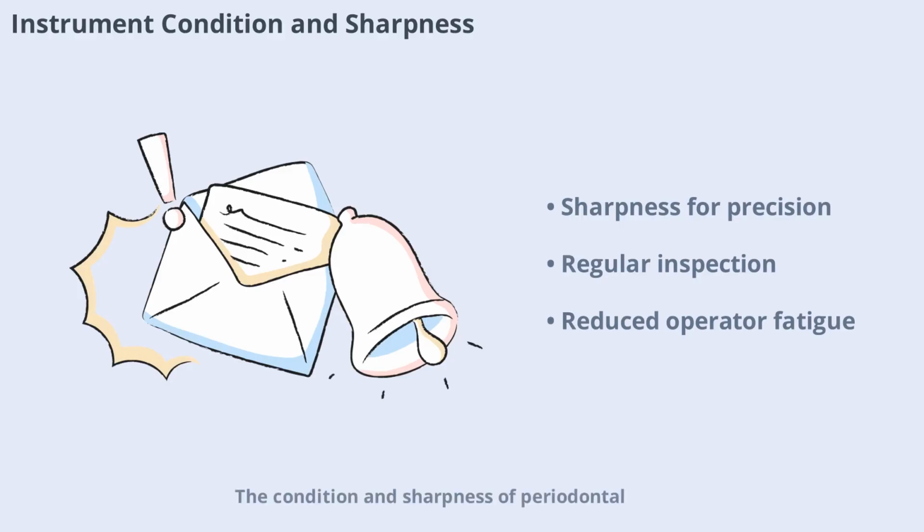The condition and sharpness of periodontal instruments are vital for effective treatment. Dull instruments can compromise precision and increase the risk of tissue trauma. Regular inspection and sharpening ensure that tools remain in optimal condition, allowing clinicians to perform scaling and root planing efficiently. Maintaining sharp instruments also reduces operator fatigue and enhances patient comfort, making it a key aspect of successful periodontal care.